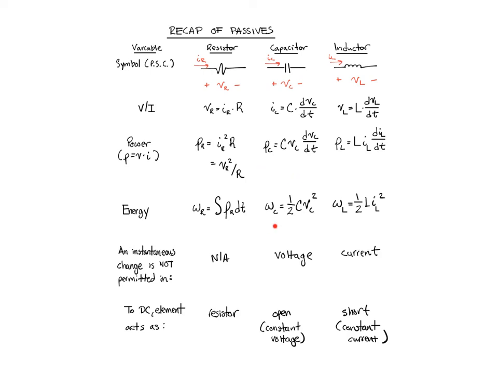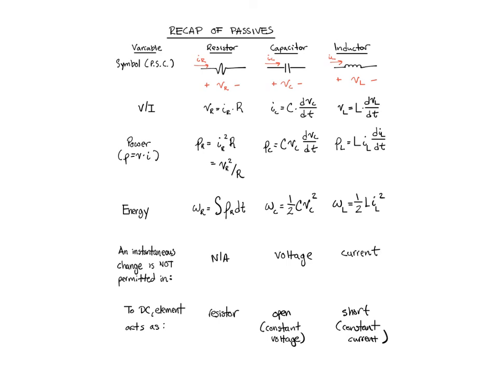The power, energy, a couple of interesting things about the elements that are important, I think. For example, that an instantaneous change is not permitted in a capacitor's voltage. You can't have a step voltage change for a capacitor. Likewise, you can't have a step change in current for an inductor. It would require an infinite amount of energy. And to DC, capacitors look like open circuits, constant voltage, and inductors look like short circuits, constant current. And resistors, just resistors. Okay, they can permit anything really.